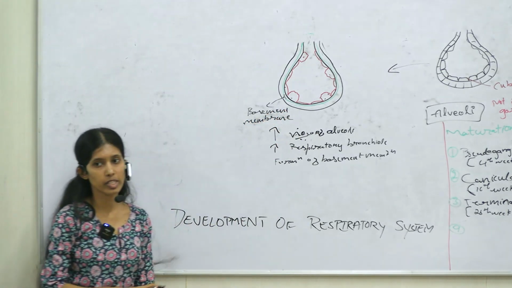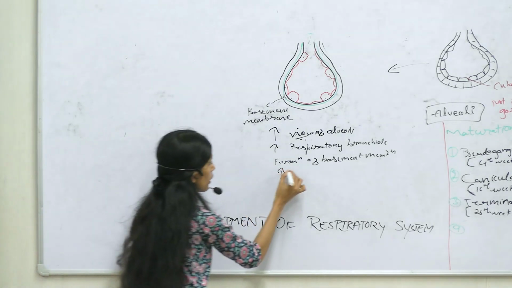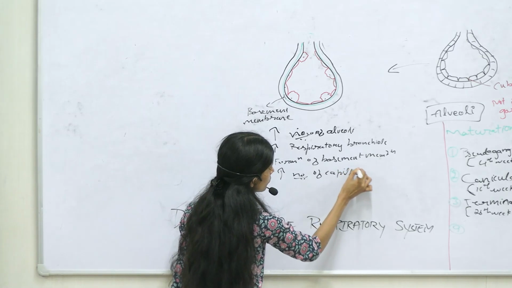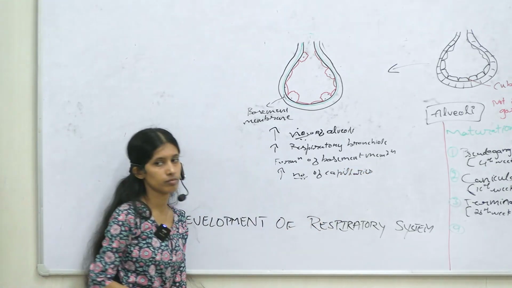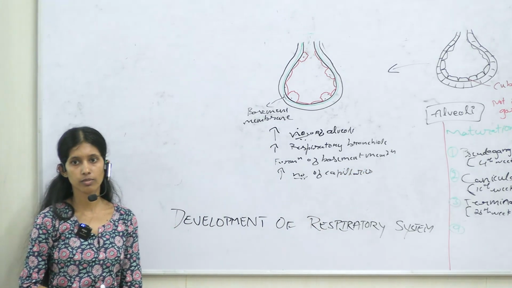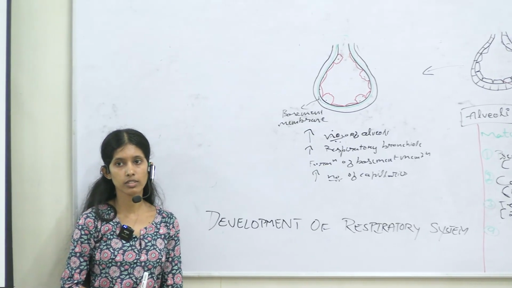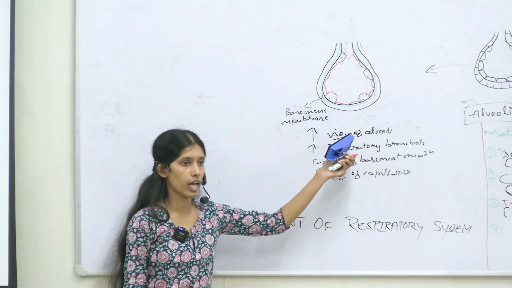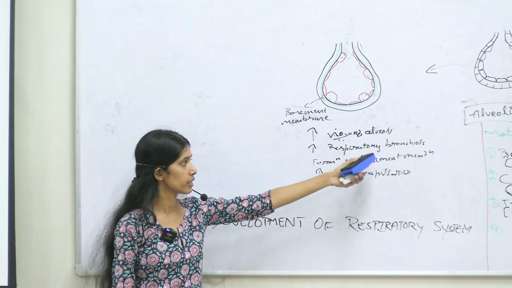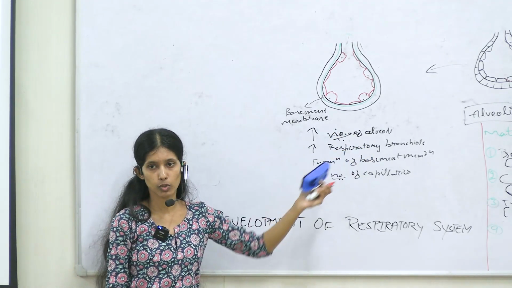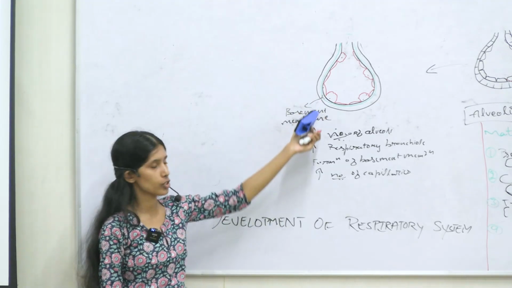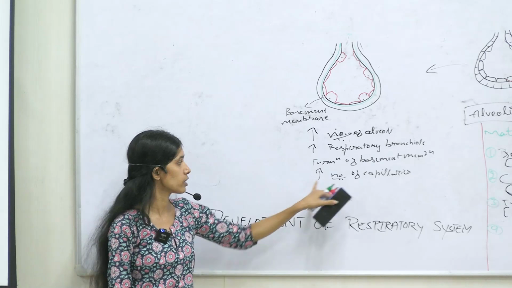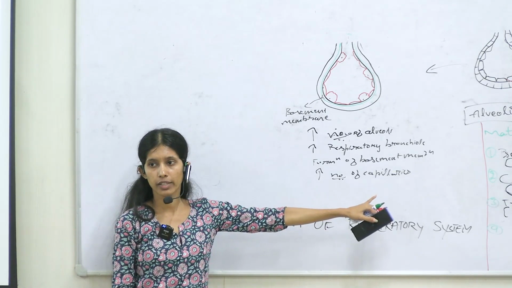Okay. Once the basement membrane increases, the number of capillaries will also increase. Any doubts? Any doubts in this? In this particular stage, we can see the increase in the number of alveoli. Once the alveoli increase, the respiratory bronchioles will also increase, and we can see the formation of basement membrane. Once the basement membrane formation takes place, the number of capillaries will also increase.